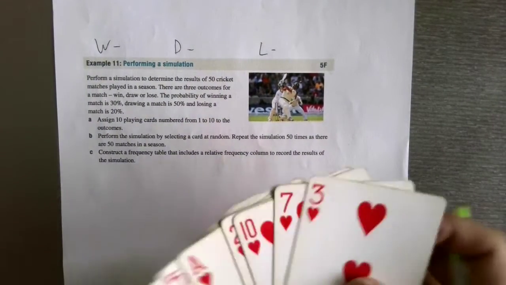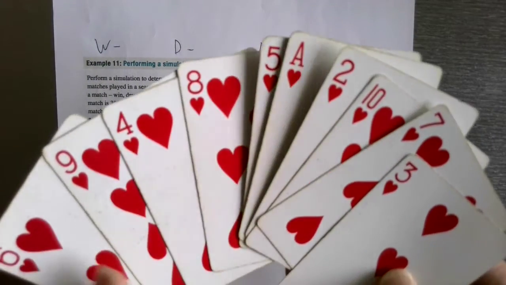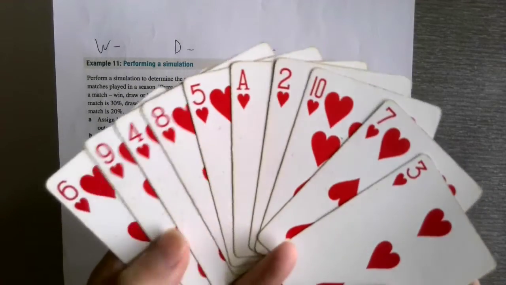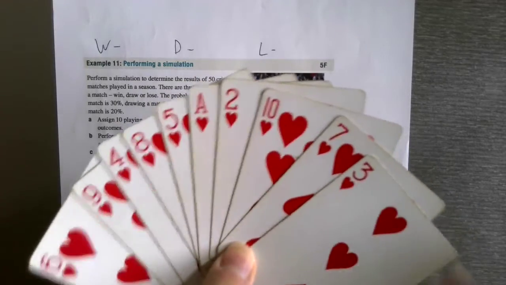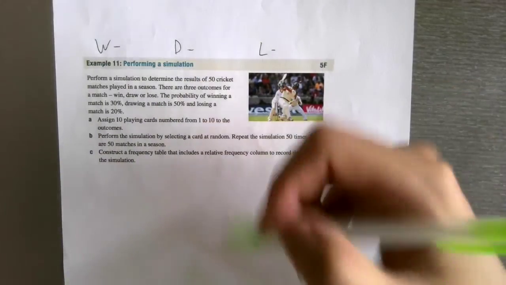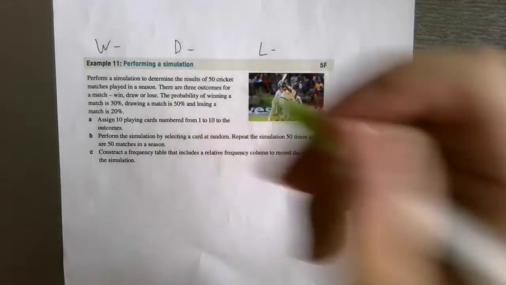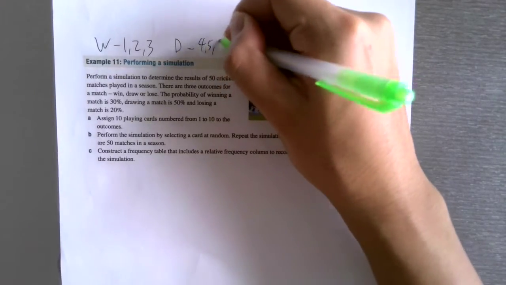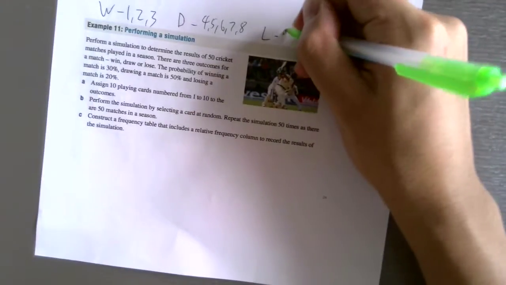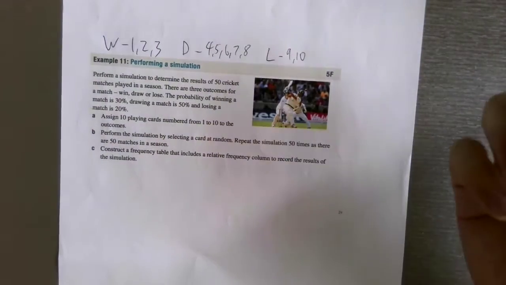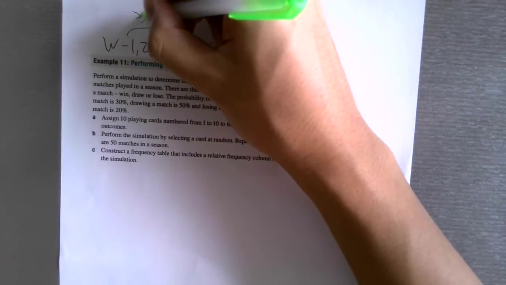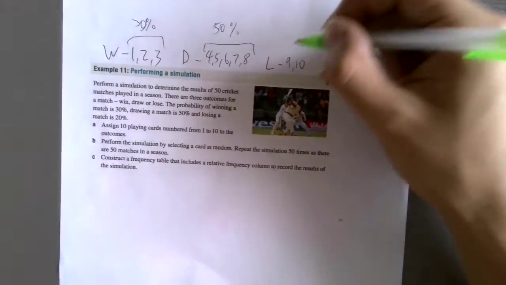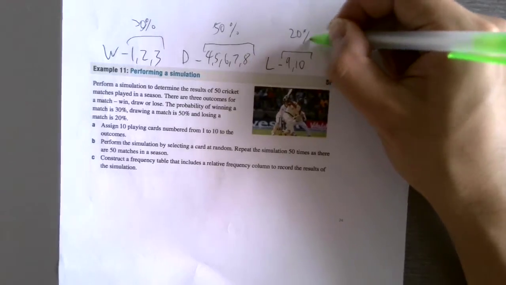Now, in this hand of cards, you'll notice I have 10 cards, each of them with a different number going from ace or 1 all the way to 10. It doesn't matter what number I assign. I'm just going to assign winning as 1, 2, and 3, drawing as 4, 5, 6, 7, 8, and losing as 9 and 10. When we have 10 cards, 3 of them is 30%. If we separate out 5 of them, that's the same as 50%, and the remaining 2 is 20%.